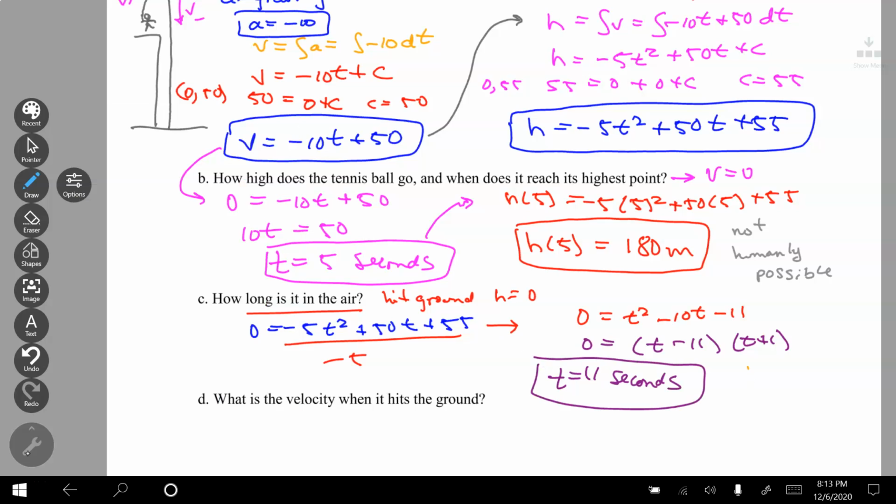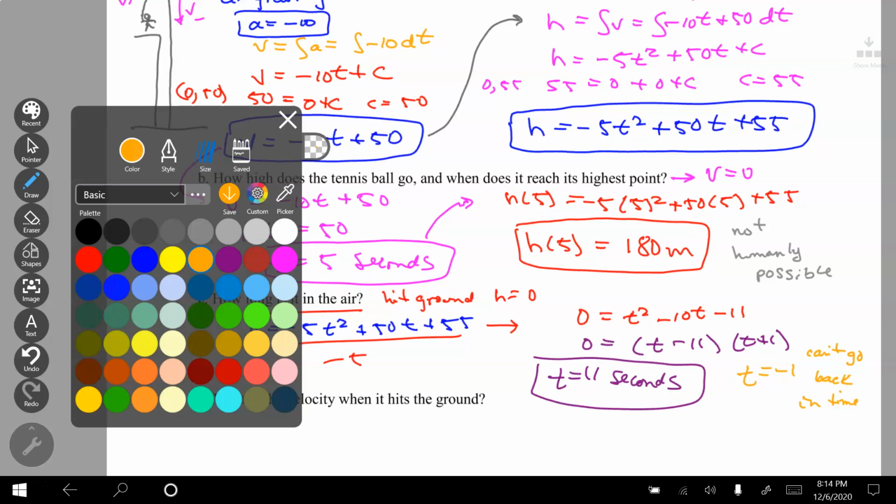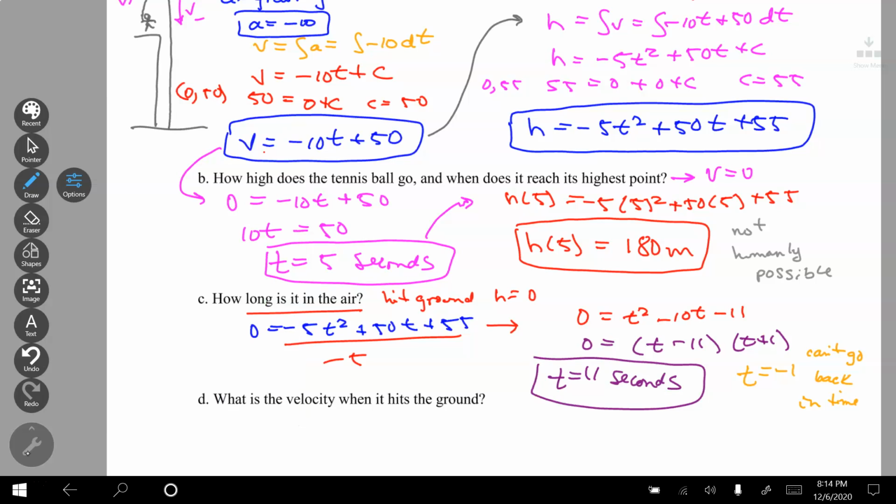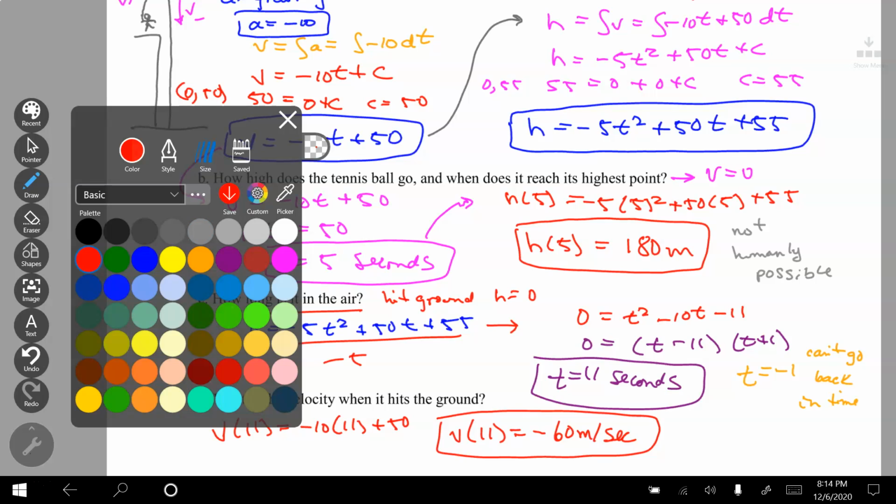And I also get t equals negative 1, but you can't go back in time. So at 11 seconds it's in the air, and it wants to know the velocity when it hits the ground. So I'm going to use my velocity equation. At 11 seconds, I plug in 11: negative 10 times 11, plus 50. My v of 11 seconds is negative 60 meters per second. It's pretty darn fast.